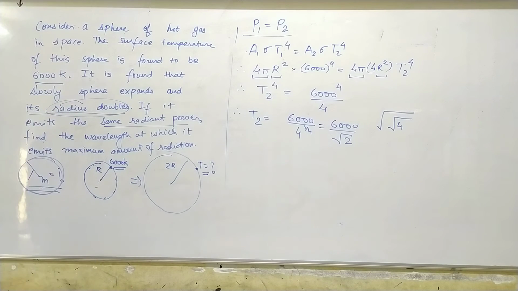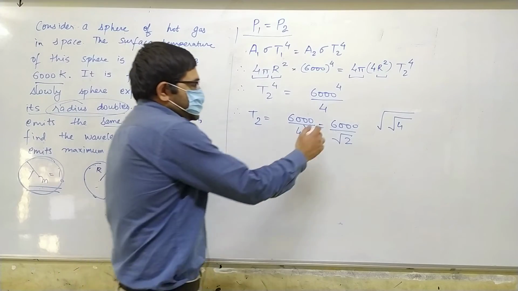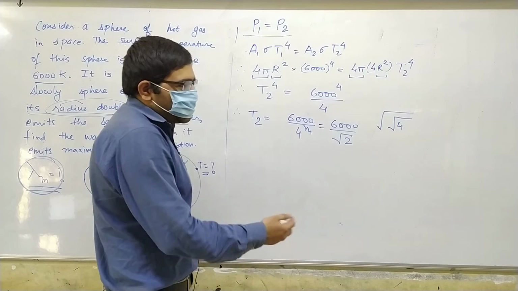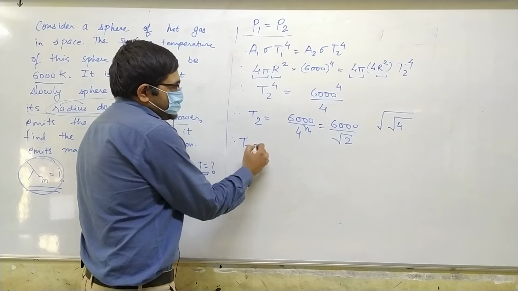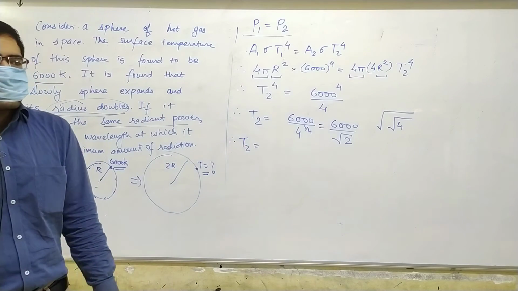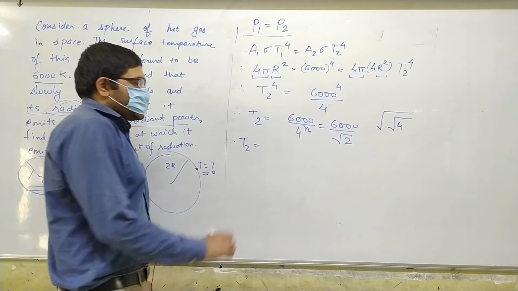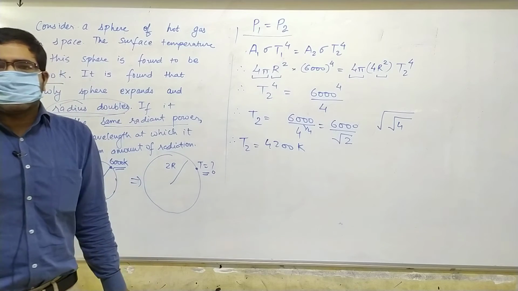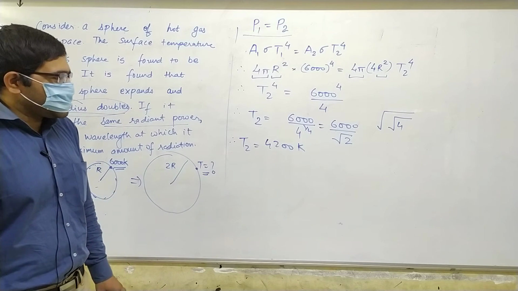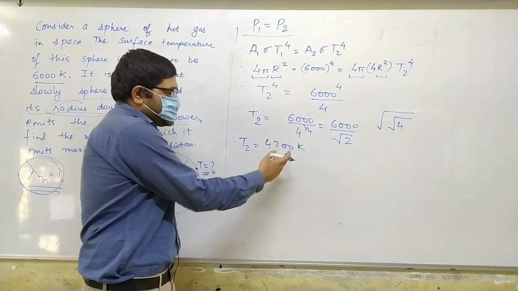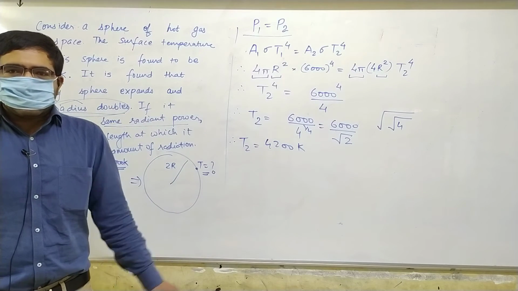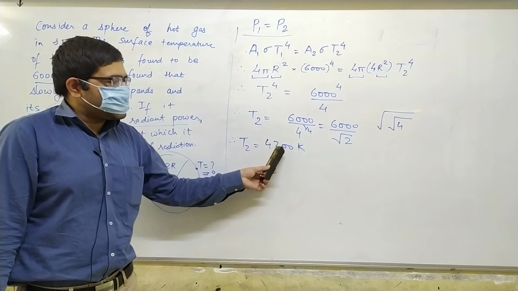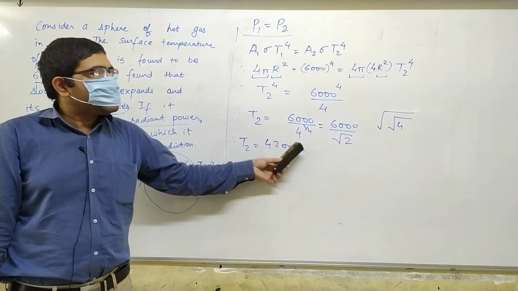Looks like you have. Okay. So 6000 divided by root 2 is what you have to do. So that we can easily accomplish in a calculator, right? 6000 divided by root 2. So that's going to be 4200 Kelvin. So Resha, your answer was right, but probably you made a mistake with the point. Clear? Right, so T2 is 4200 Kelvin.